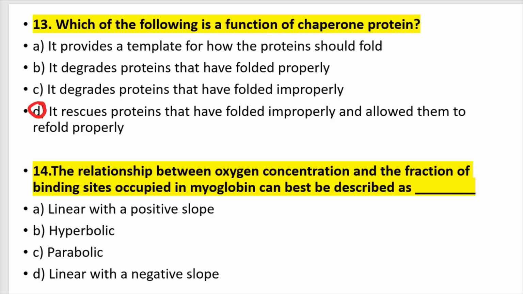Number 14: the relationship between oxygen concentration and the fraction of binding sites occupied in myoglobin can be described as hyperbolic. When you look at that equation and you plot, you find that it is a hyperbolic curve. Okay.